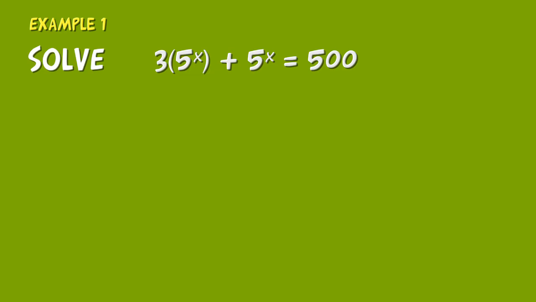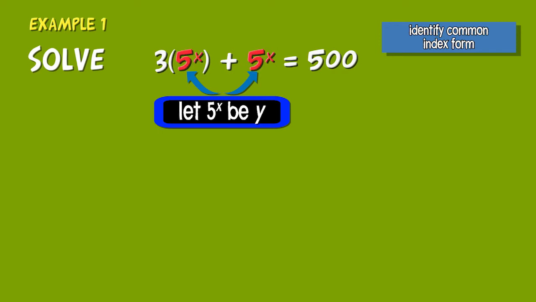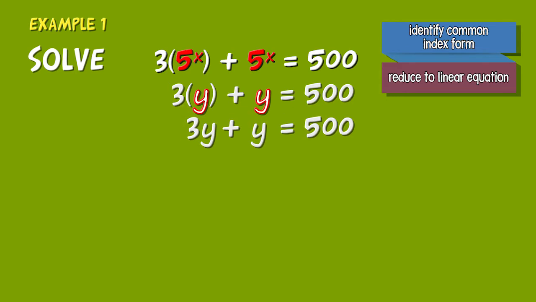First, look at the terms on the left side. Can you identify the common index form? Yes, 5 to the power of x is the common index form. This means that we can substitute the common index form 5 to the power of x as y, and the equation can be reduced to a linear equation. That is 3y plus y equals 500.